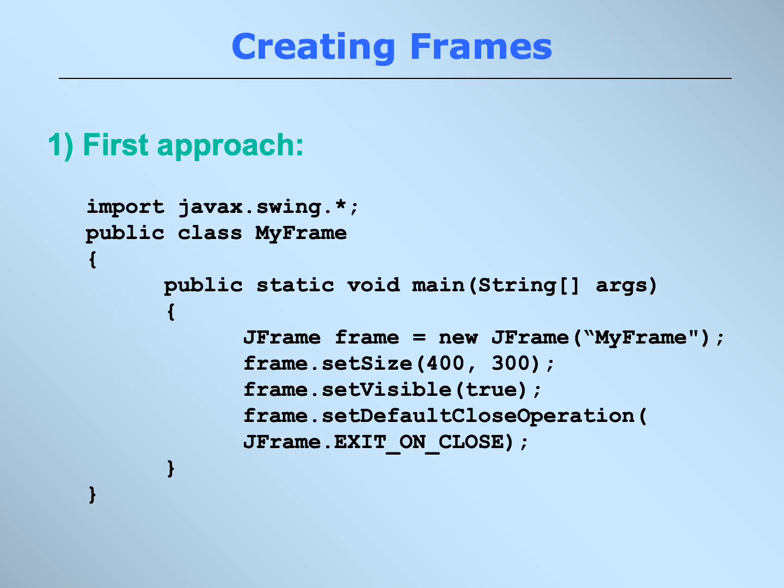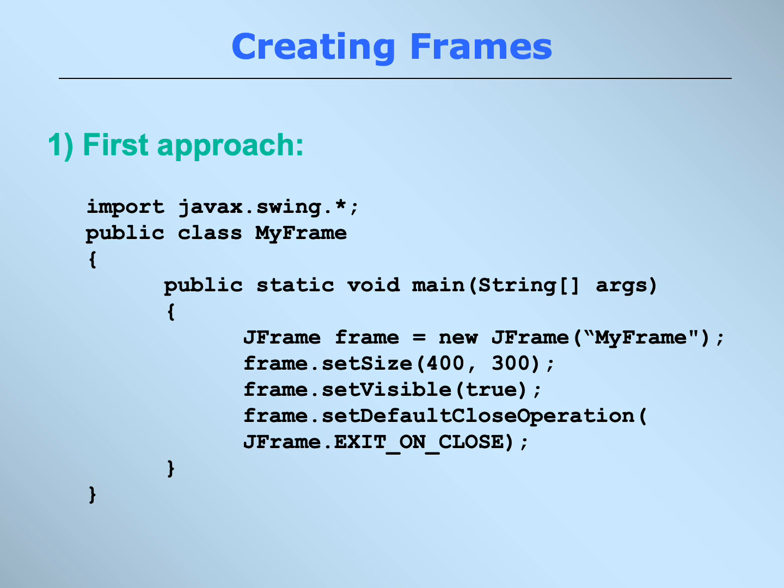Creating frames using the first approach, which is by declaring and creating an object of type JFrame. So here we have JFrame frame equal to new JFrame, inside the brackets "my frame". So we are creating an object of JFrame. When we write "my frame" inside our JFrame, that will be displayed as the name of our frame. You will see on the title bar, my frame will be displayed.